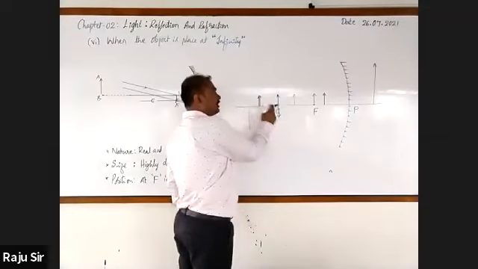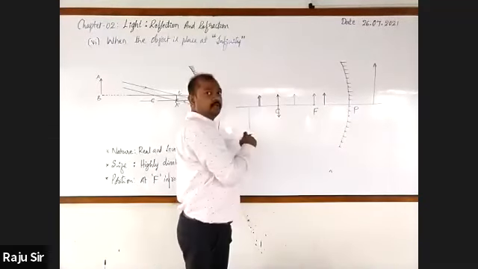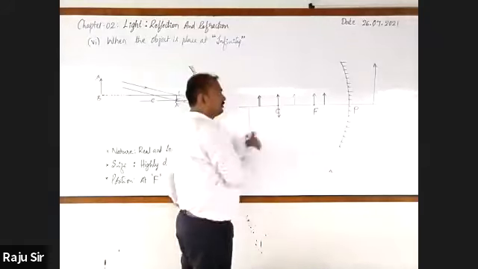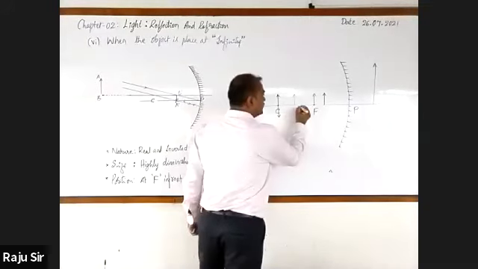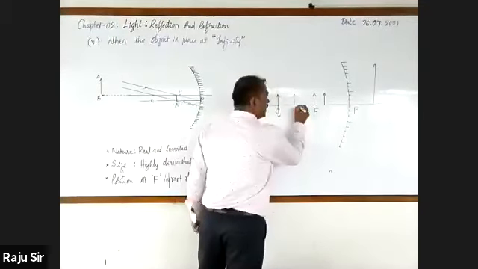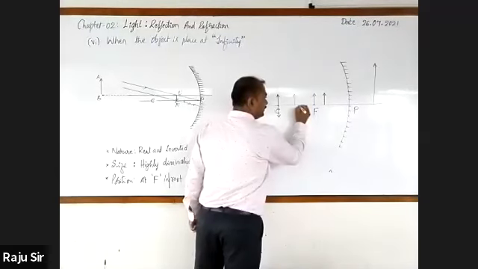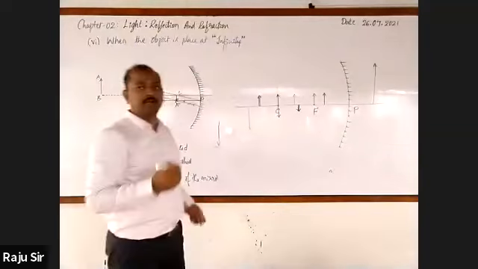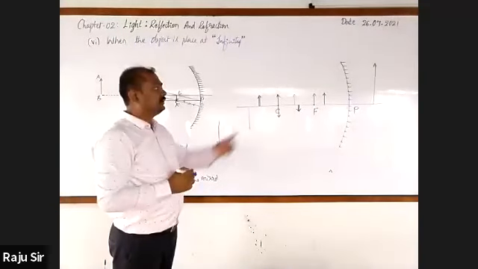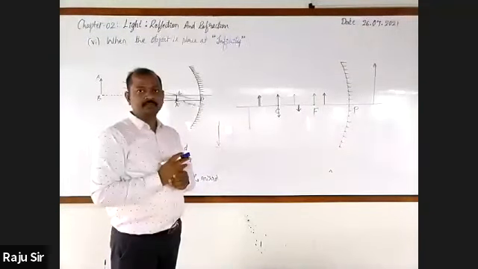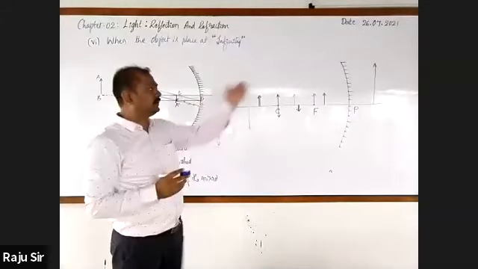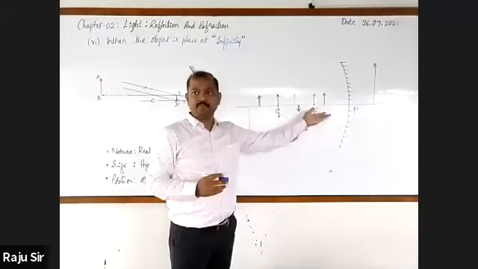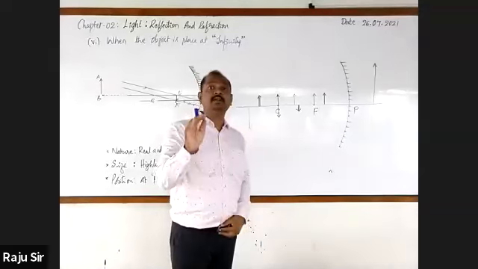In the next position, object is placed beyond C, where was the image formed? Between C and F, in front of the mirror. Erect or inverted? Inverted. Diminished or magnified? Diminished. And when the object was placed at infinity, image was formed at F and it was highly diminished.